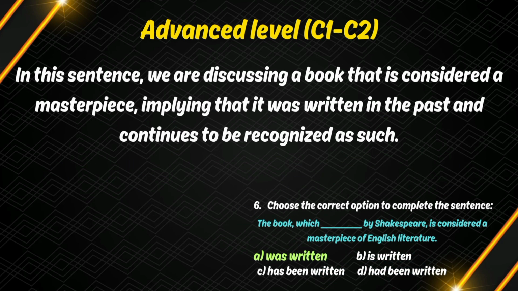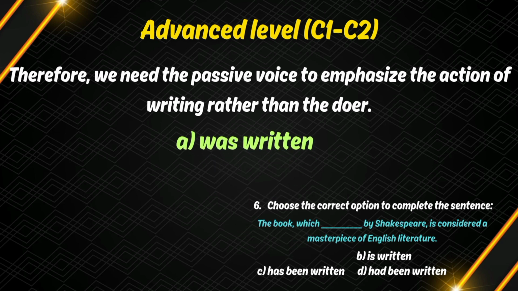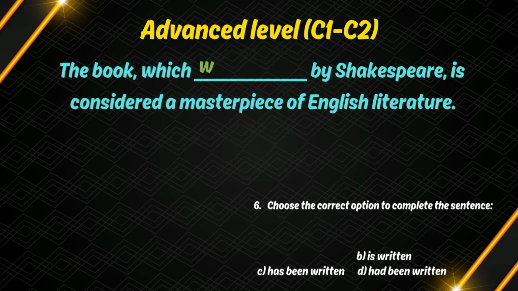In this sentence, we are discussing a book that is considered a masterpiece, implying that it was written in the past and continues to be recognized as such. Therefore, we need a passive voice to emphasize the action of writing rather than the doer. The correct option is was written, indicating the past passive voice. Therefore, the correct sentence is, the book, which was written by Shakespeare, is considered a masterpiece of English literature.